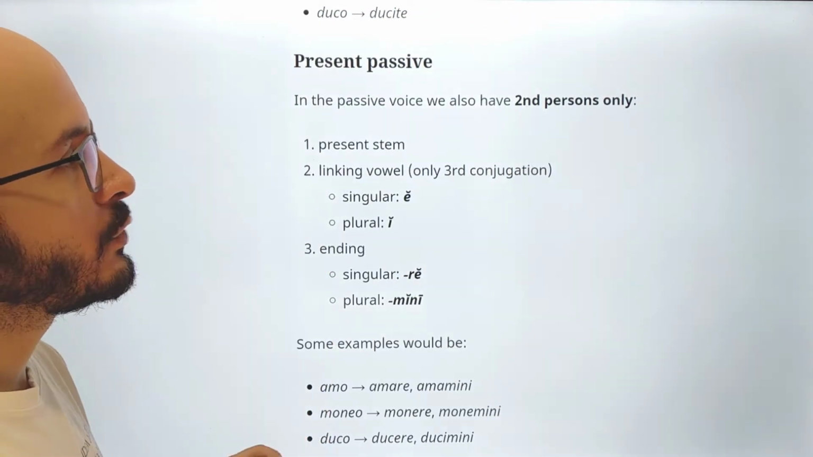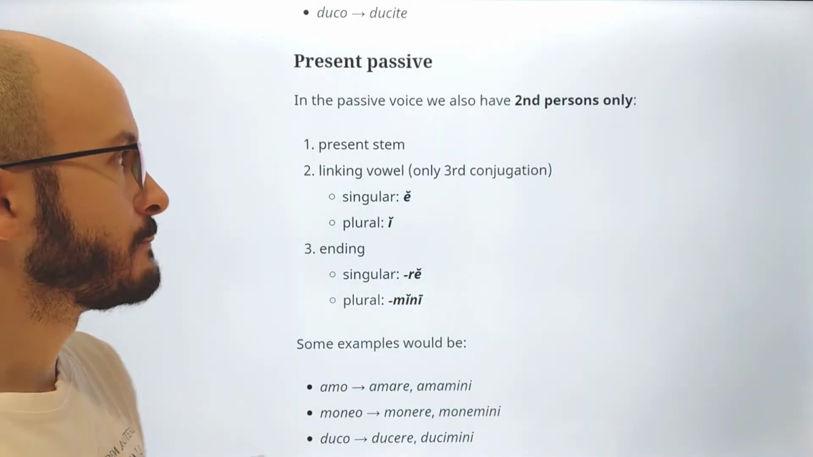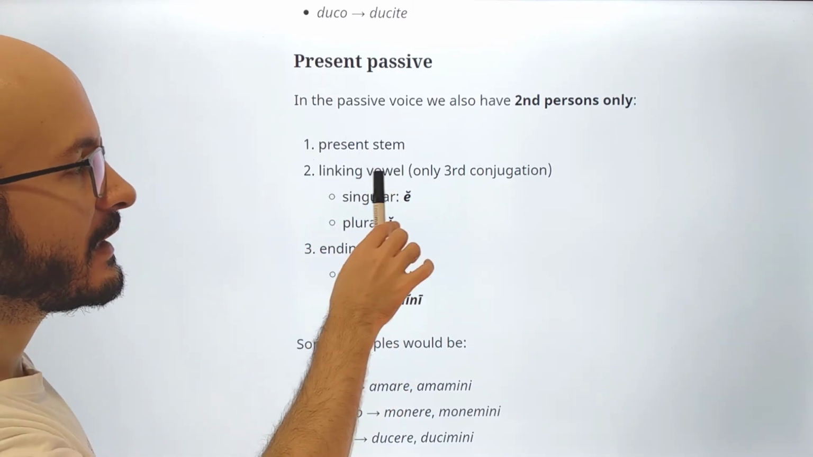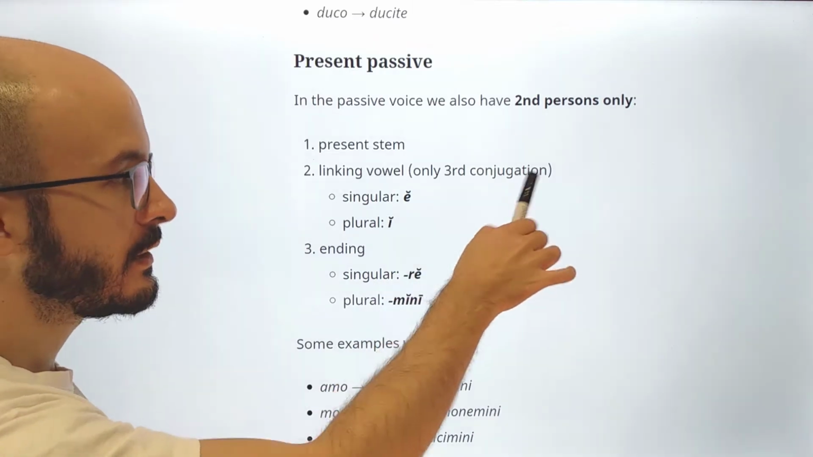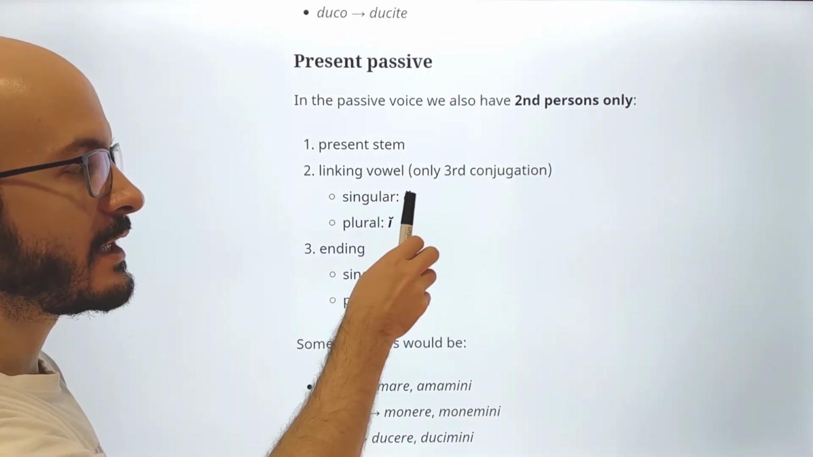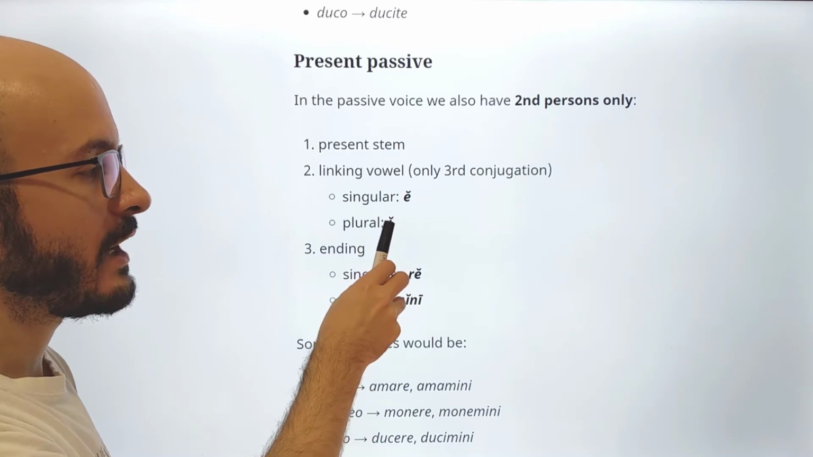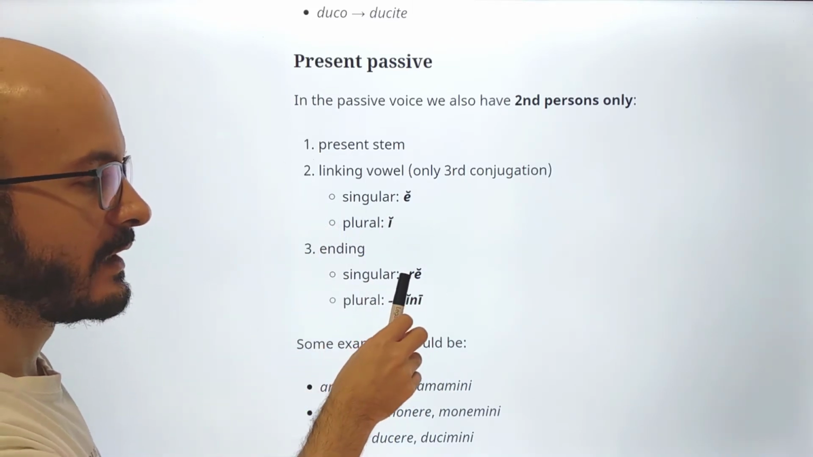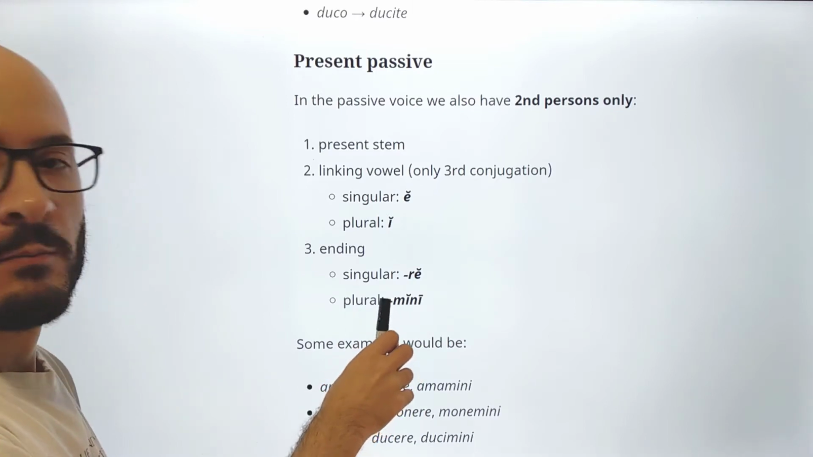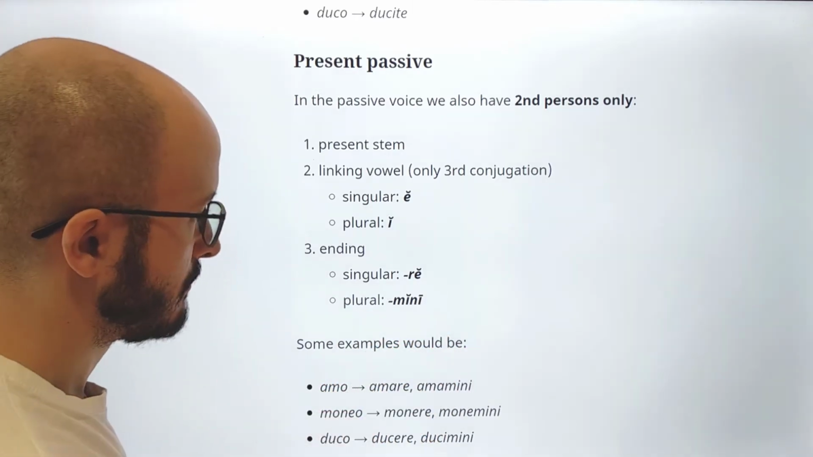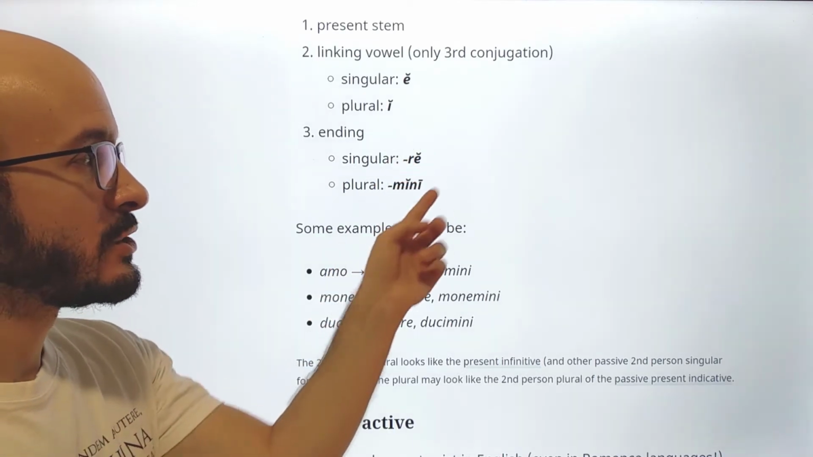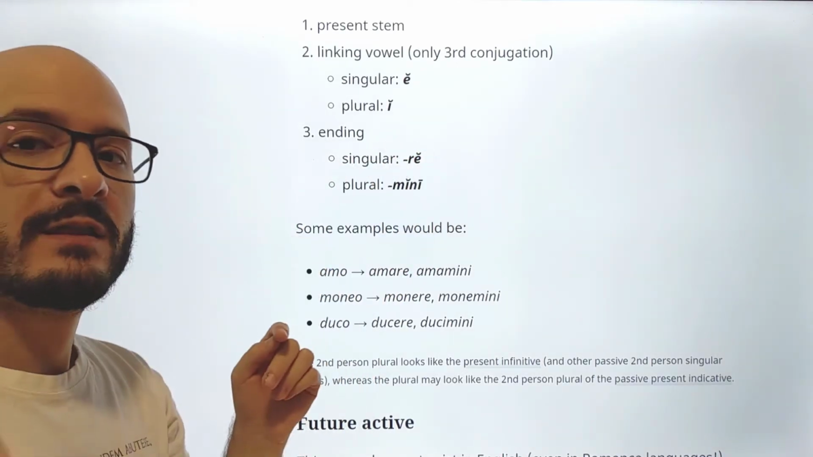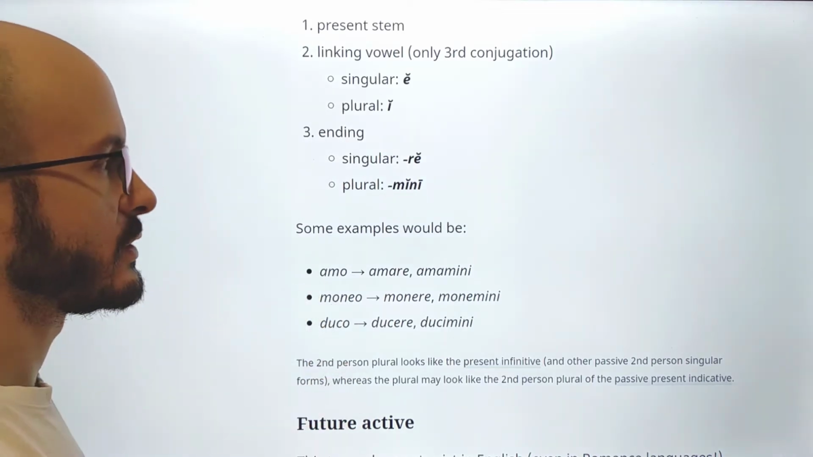Then, present passive. In the passive voice, we also have second persons only. So we have, again, present stem, then linking vowel only in the third conjugation. In the singular, we have a short e, and in the plural, we have a short i. And then the endings. In the singular, we have re, and in the plural, we have mini. These should ring a bell, because these are pretty much the normal passive voice endings.